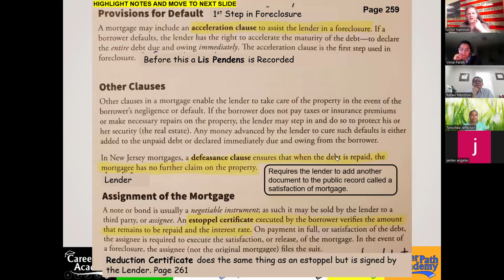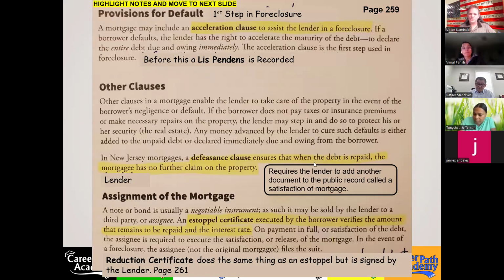Okay, so let's go to the next page. Let's just do these highlights and then we'll go over them. Make sure you write all of these notes down in your book too, just like I have. Next to provisions for default, write first step in foreclosure. The acceleration clause assists the lender in foreclosure. It's the first step in foreclosure. This happens even before a lis pendens is recorded.